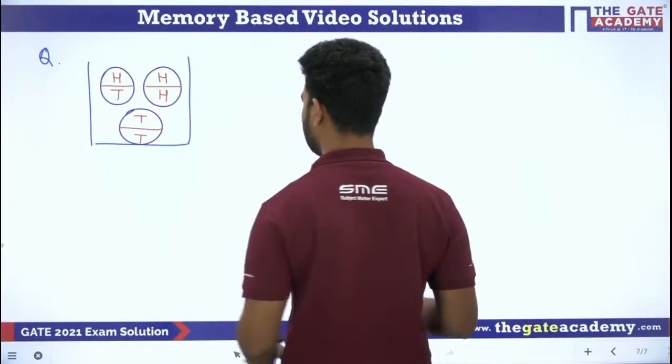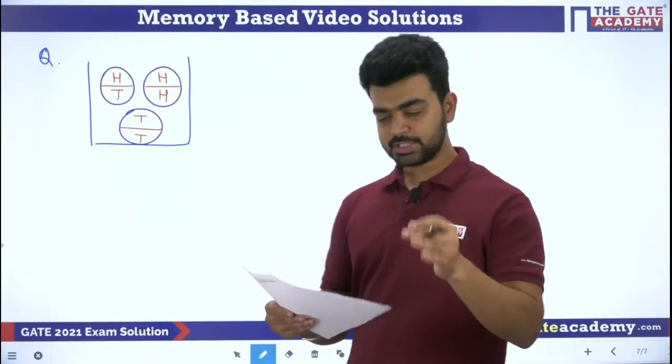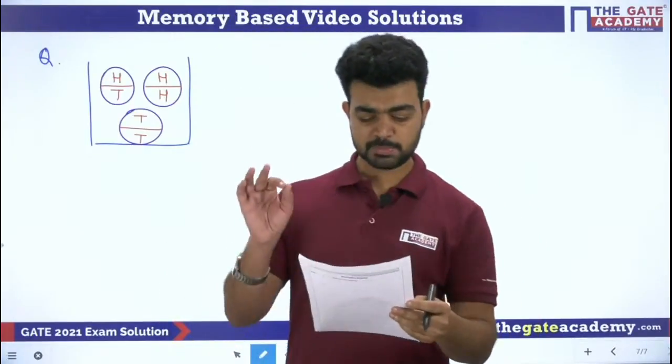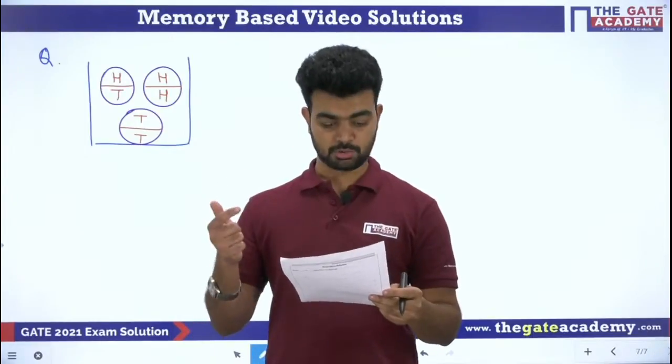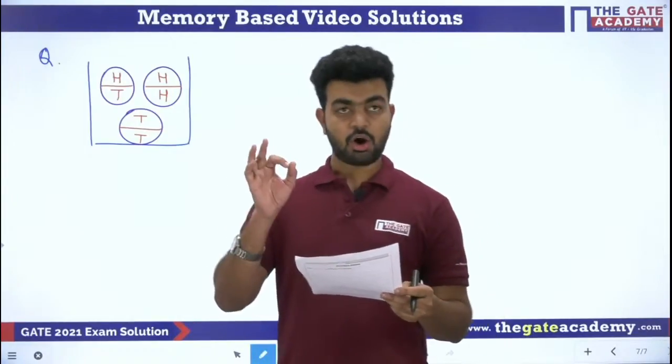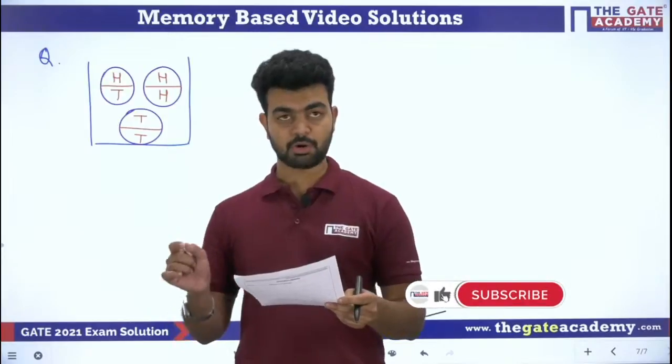Okay, this is the scenario given to us, and what is the condition? I am reading the question. A coin is picked randomly from the box and tossed. Okay, and tossed out of 2 remaining coins in the box.